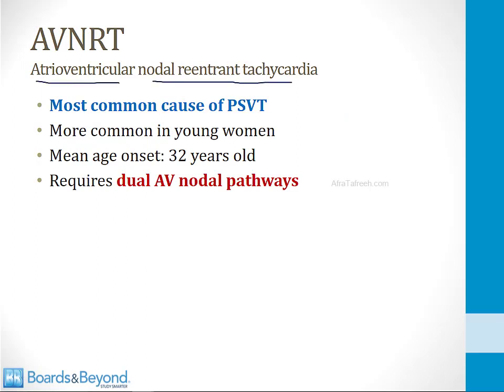This is a tachycardia that involves the AV node. That's why the words AV are in the name. It's common in women, usually younger women. About 32 years of age is the mean age of onset. So a patient like this will commonly present to her physician complaining of intermittent fast heart rate and palpitations. That woman may have a PSVT, and most likely she has AVNRT. And in order to have this tachycardia, there has to be something present in the AV node called dual AV nodal pathways. So let's talk about that now.